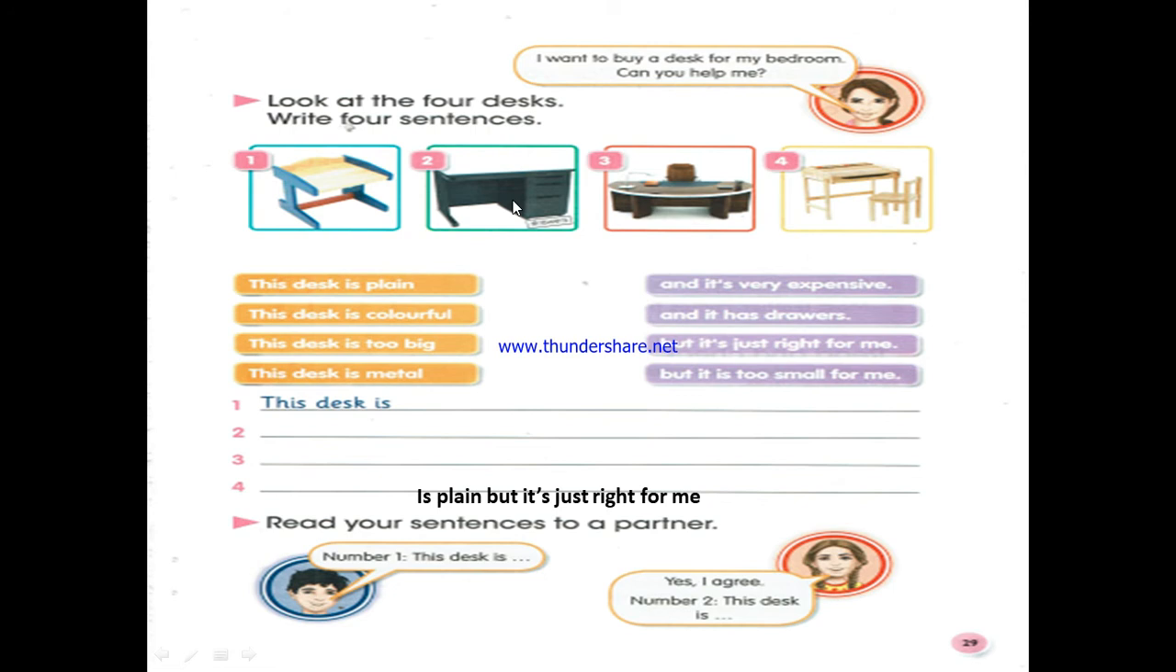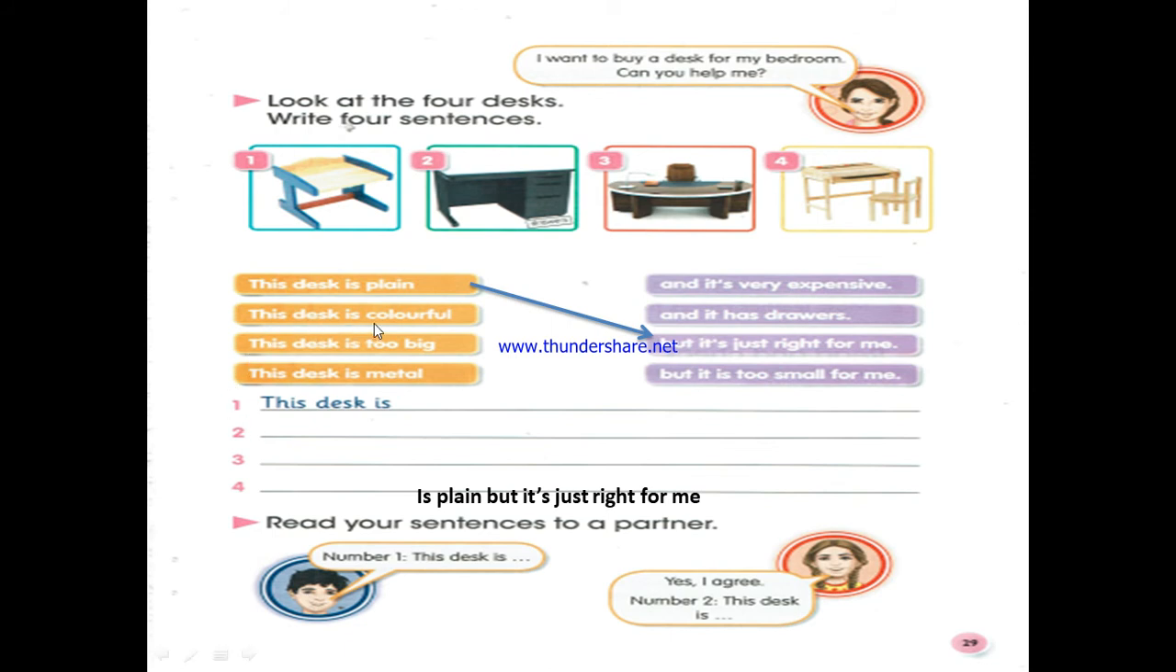Number 1, 2, 3, and 4. We put here numbers 1, 3, and 4 depending on the picture, تعتمد على الصور. But before we write the sentences, we should match here. Which disc is plain? I think number 4. Number 4 disc is plain, تكون غير ملونة. This disc is plain, it's just right for me, مناسبة إلي.